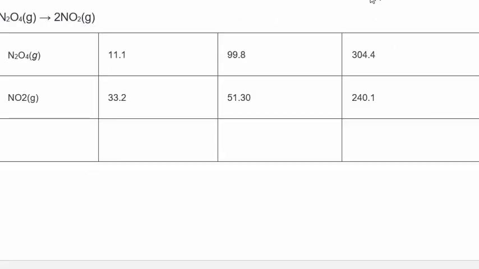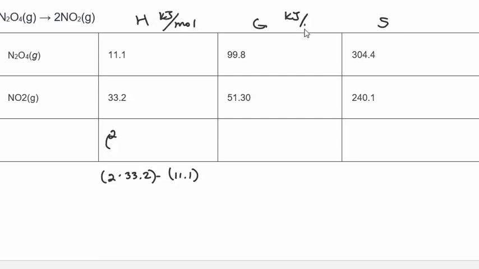So I was actually able to copy and paste for this exercise. I know you're not going to have that capability necessarily, but what I want to do is first show you, so this is H, this is G, and this is S. To find the H value, I take the sum of the products multiplied by the stoichiometric value. So 2 times my product value, 33.2, and then I'll subtract my reactant value, 11.1. The units here are kilojoules per mole. These are also kilojoules, but these are joules.